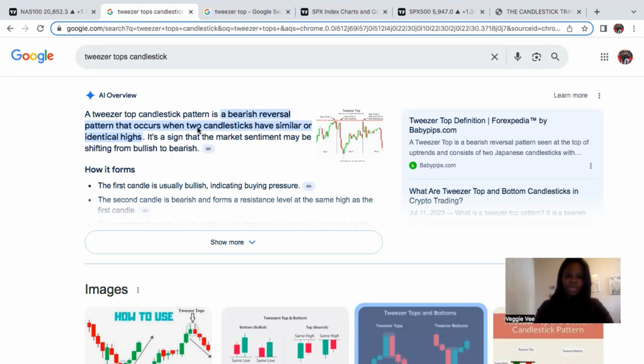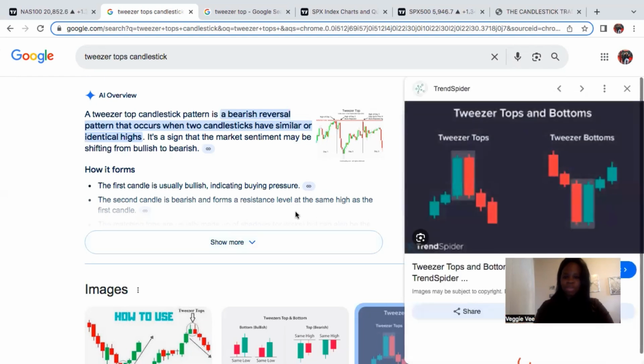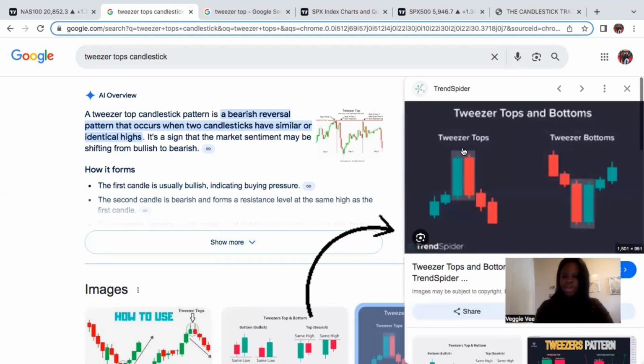I want to make this photo bigger for you guys. Perfect. All right, so here. This is how it looks at the top, when the market wants to come down, and this is how it looks at the bottom, when the market wants to go up, in the opposite direction.